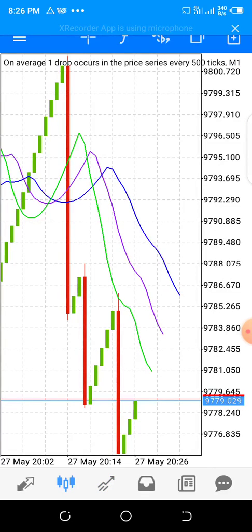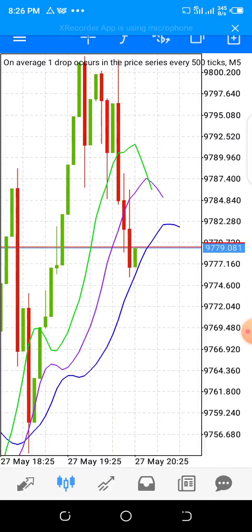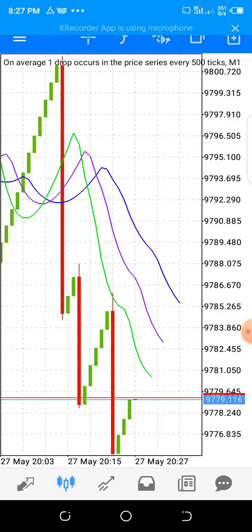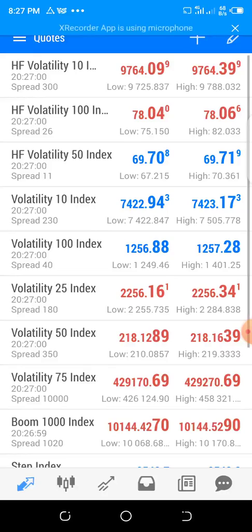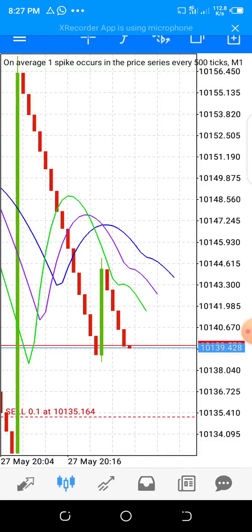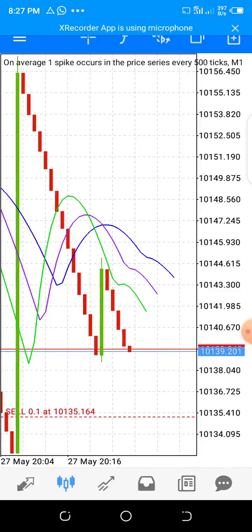Okay, excuse me, this is a crash, not a boom. Sorry, this is crash, not boom. So let's go to boom chart and see. Okay, this is boom and this is my chart. So boom was below the alligator, but this time around it has spiked and it is coming again. So I'm not going to enter any trade over here.